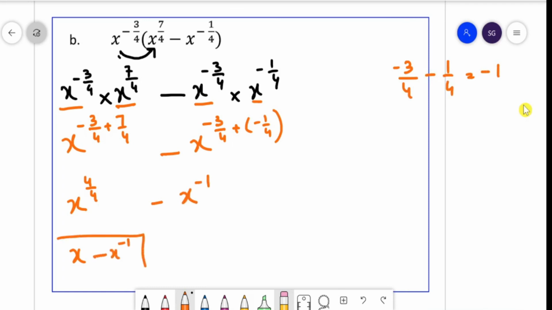We might think that this is our answer, but again I already mentioned that we would prefer writing our answers with positive power. So we will now convert that into x minus 1 over x. That would be your answer. Or if you want to simplify, you can write it as x squared minus 1 over x. Do give it a try and try to get this if you want to try it.